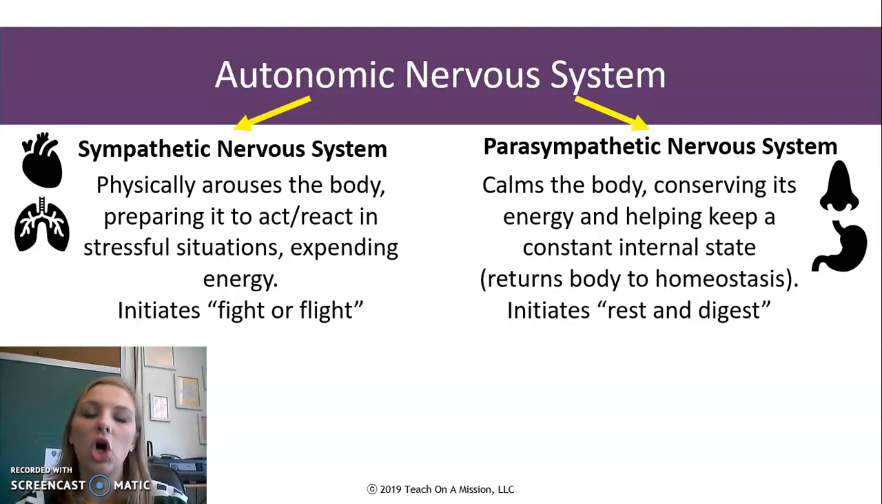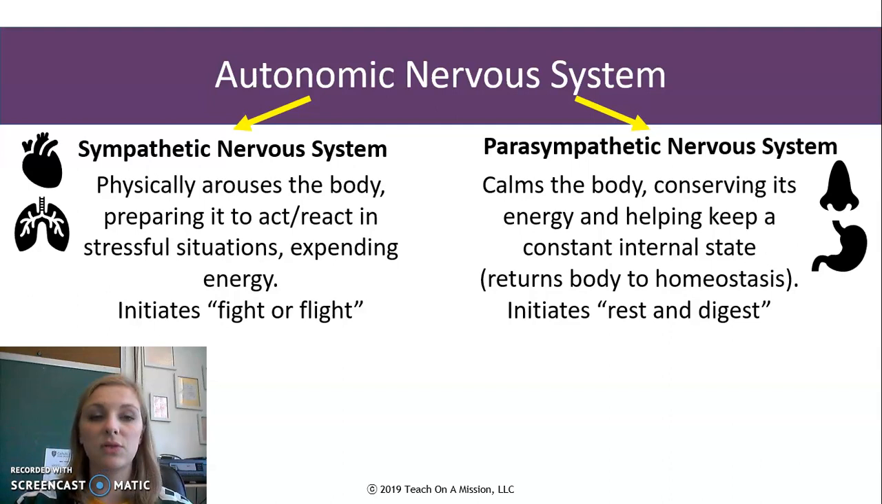This system calms the body. So once you are done giving your speech in front of the class, now your body starts to calm. It conserves energy. It does the opposite of the sympathetic nervous system. So it returns our body to a natural state. So think about that. When you would sit down after you give your speech, your heart rate's going to slow back down. Your breathing's going to slow. You're going to stop sweating. Your knees are going to stop shaking. Your stomach ache is gone. All of those things are returning your body back to normal. That's the parasympathetic nervous system.